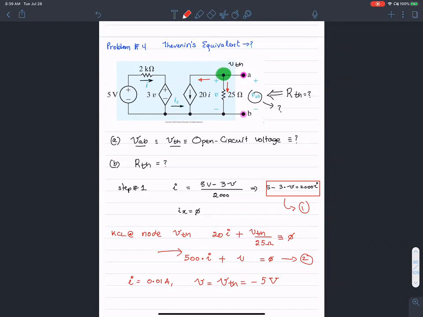So far, we did not still apply the test voltage method. So how about finding RTH? How do you find RTH here? In order to find RTH, what you have to do is apply the test voltage, test current. Let's see if I can apply a test voltage, test current to this circuit.